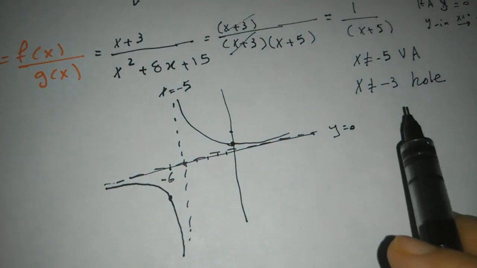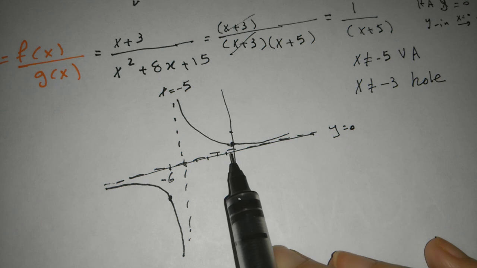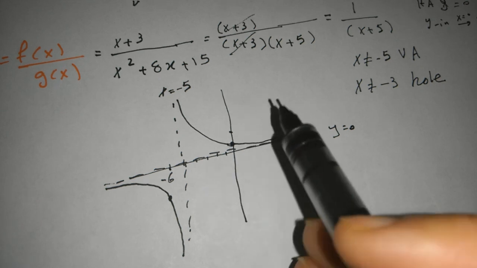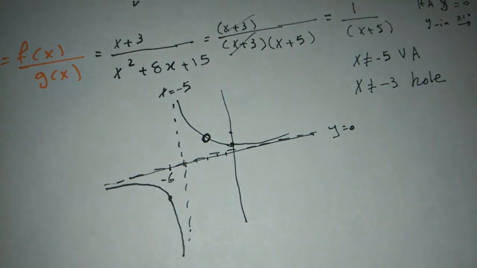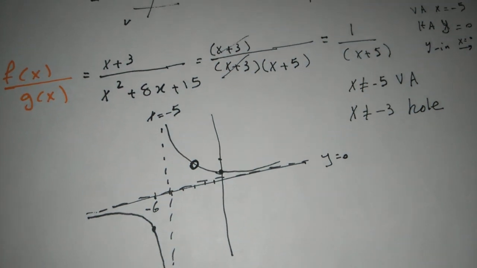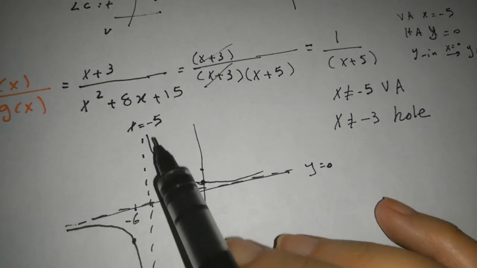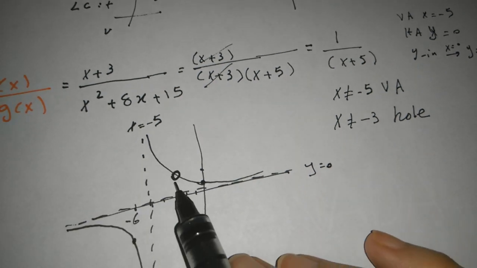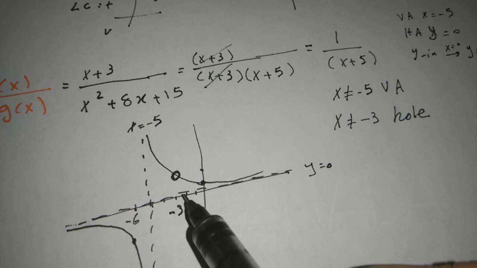But make sure one of the restrictions is that x cannot be -3, and it's going to be a hole. See, at -3 we have a hole. I just put an empty circle here. So there are two restrictions again: a vertical asymptote at x equal to -5, and x cannot be -3. This is a hole.